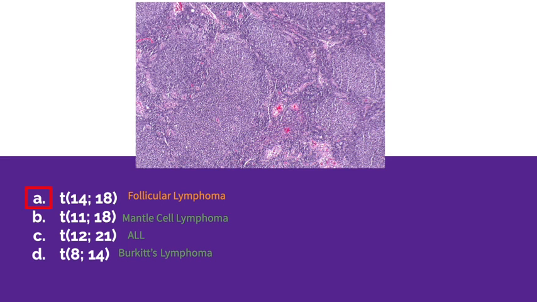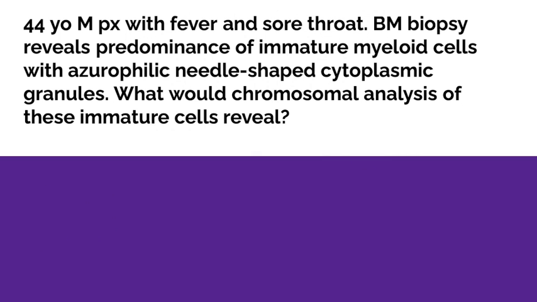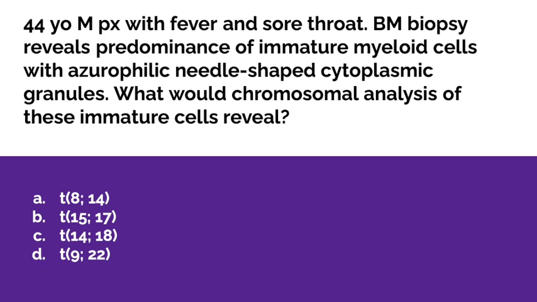A 44-year-old male presents with fever and a sore throat. Bone marrow biopsy reveals predominance of immature myeloid cells with azurophilic needle-shaped cytoplasmic granules. What would chromosomal analysis of these immature cells reveal? 8-14 translocation, 15-17 translocation, 14-18 translocation, or a 9-22 translocation. So let's break down how to get to the answer here.